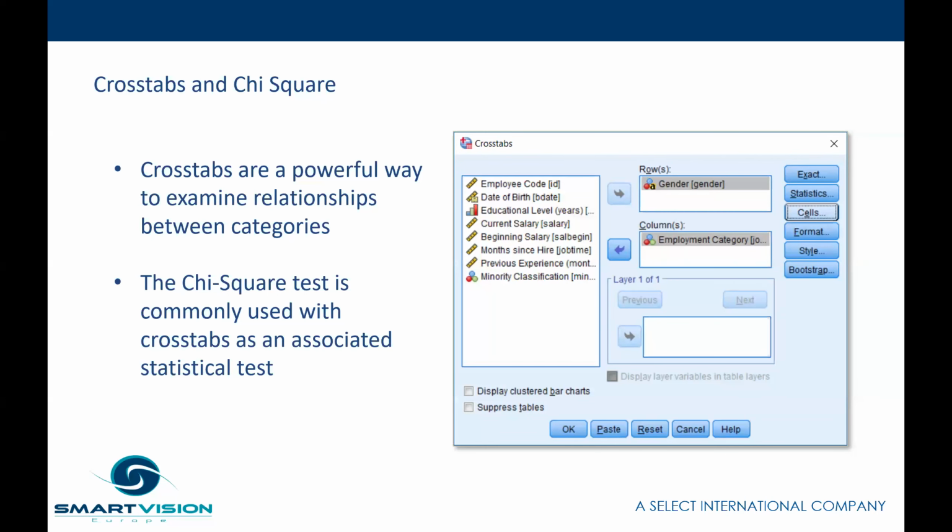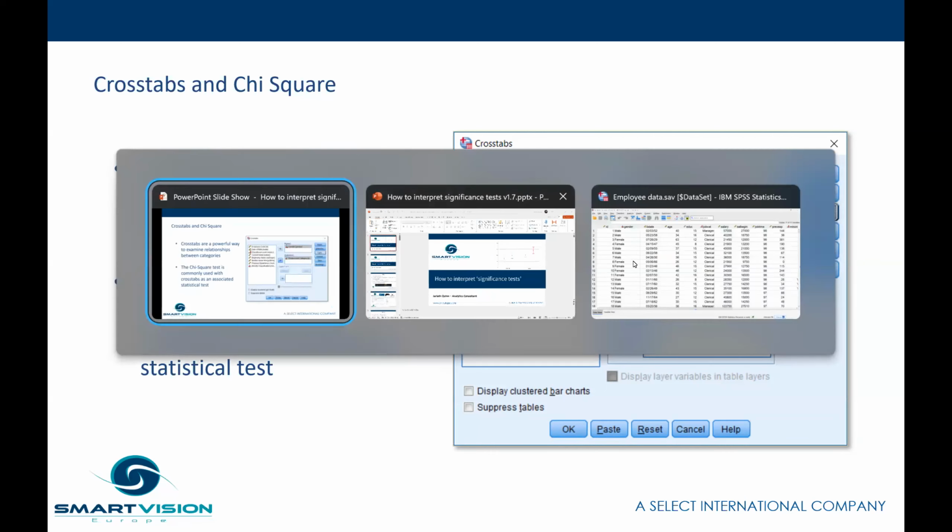So let's look at crosstabs and chi-square. Let's look at a worked example here. Crosstabs are a powerful way to examine the relationship between categories. And the chi-square test is commonly used with crosstabs as an associated statistical test. You'll get these in SPSS. So here I have a crosstab of, what was that? That was gender against employment category.